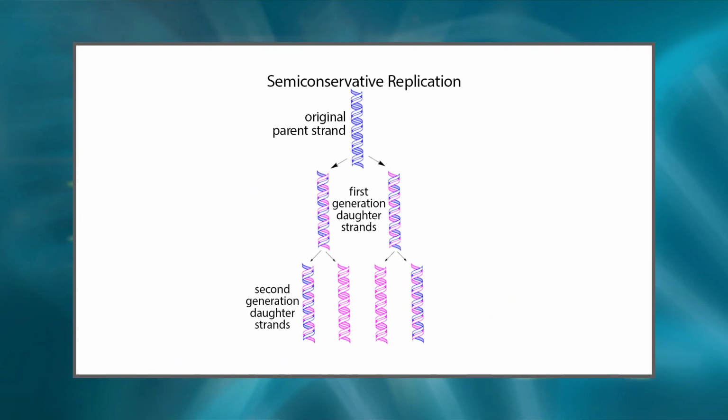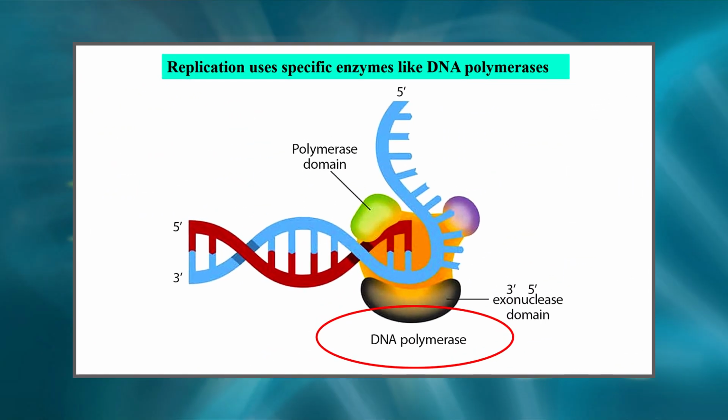DNA replication is semi-conservative, meaning that each strand in the DNA double helix acts as a template for the synthesis of a new complementary strand. Cells need to copy their DNA very quickly and accurately with very few errors. To do so, they use a variety of enzymes and proteins which work together to make sure DNA replication is performed smoothly and accurately. Replication uses specific enzymes like DNA polymerases, which are molecules specifically dedicated to just copying DNA.